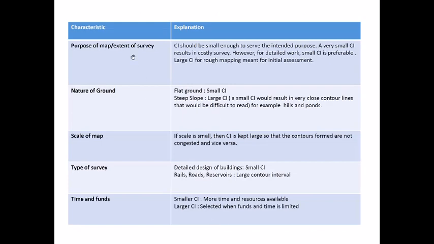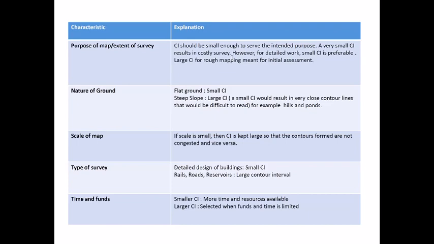Purpose of map or extent of survey. So contour interval should be small enough to serve the intended purpose. That means if you choose a big contour interval, let's say I choose a contour interval of 20 meters, I'll be missing a lot of features of the land. And choosing a big contour interval might not serve the purpose for which I am drawing the map. On the other hand, a very small contour interval results in a costly survey.